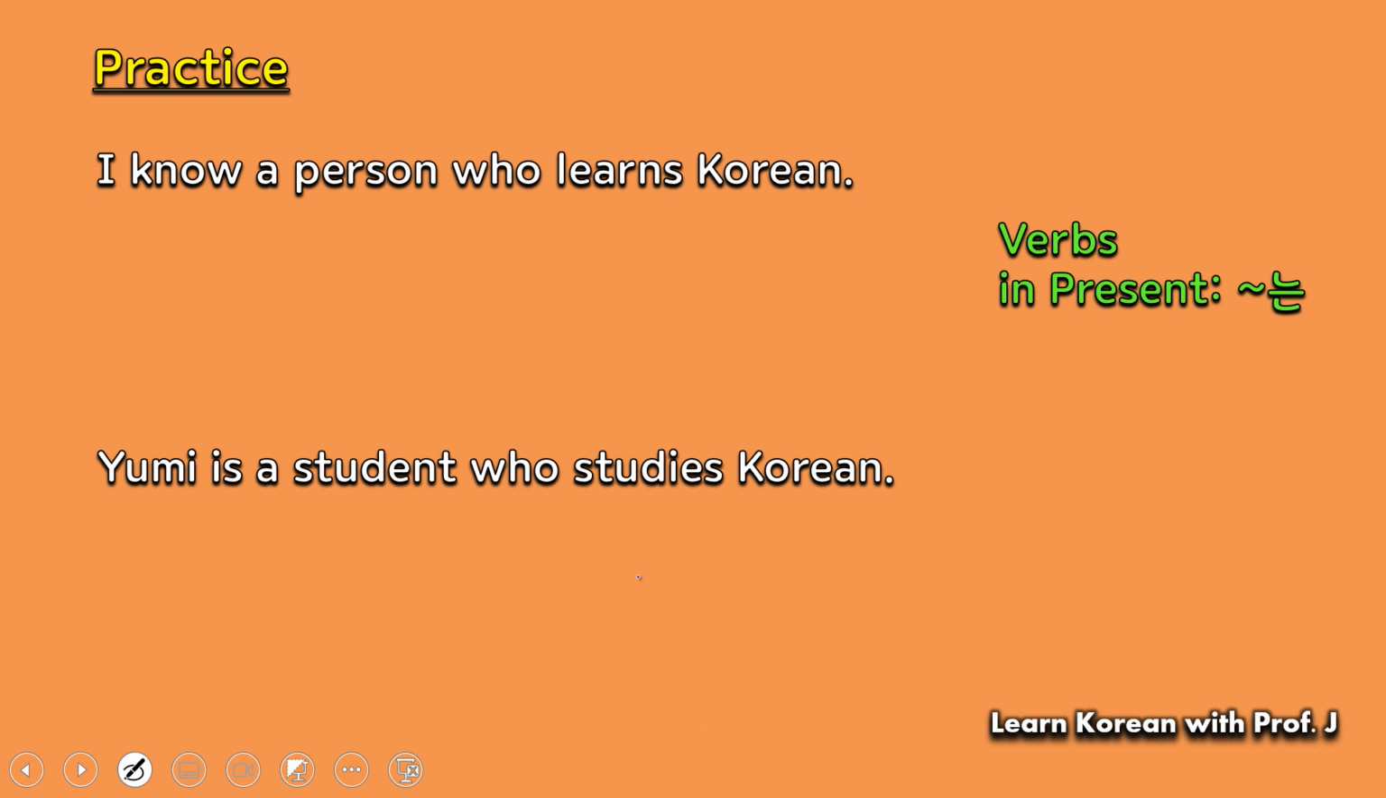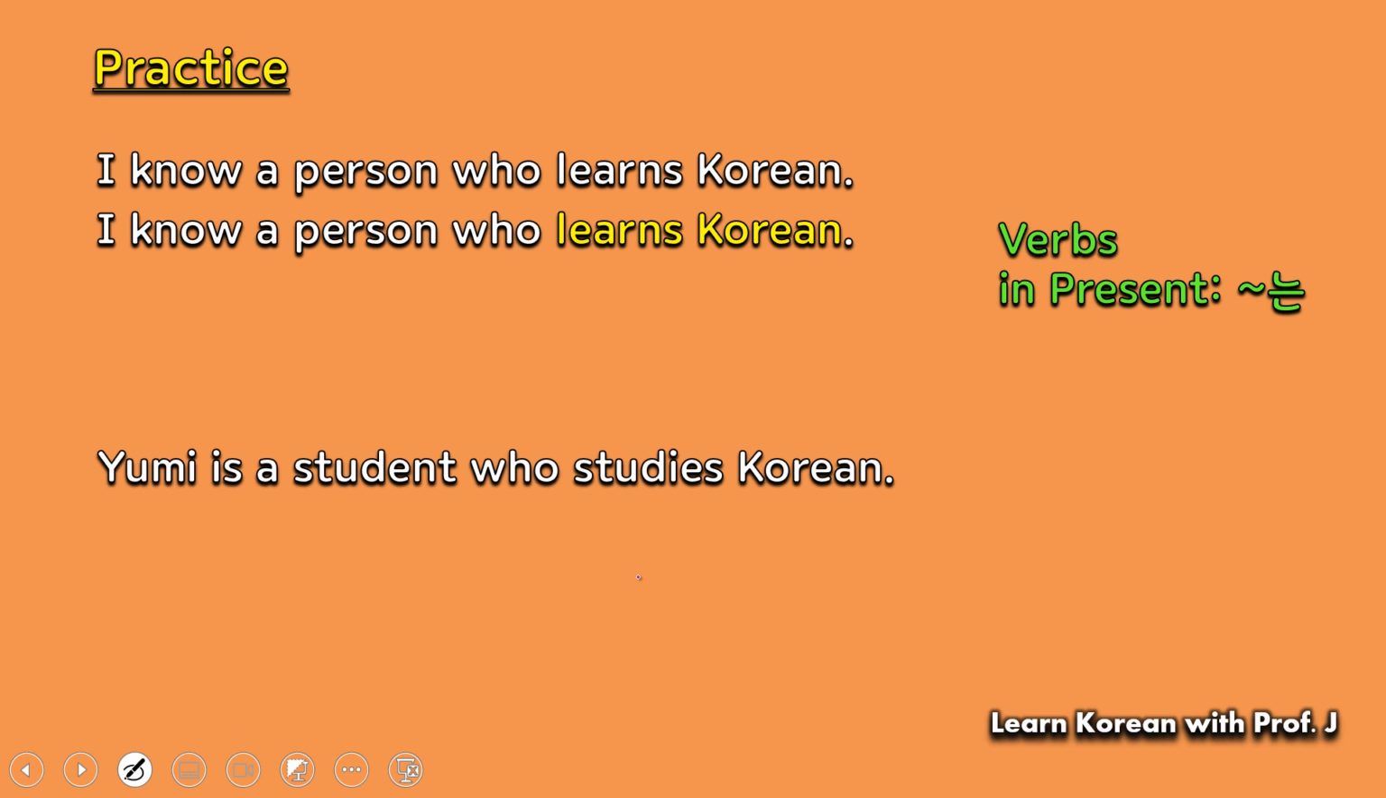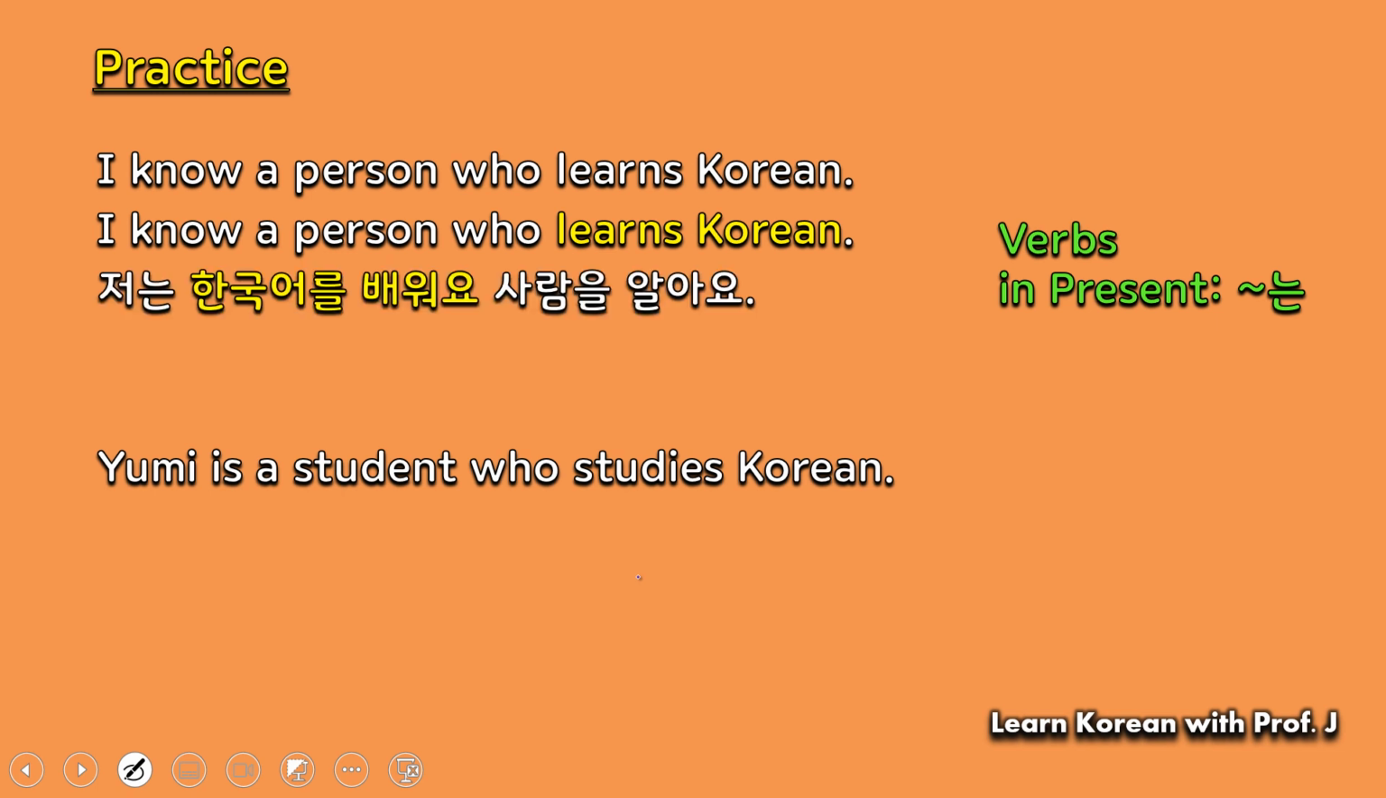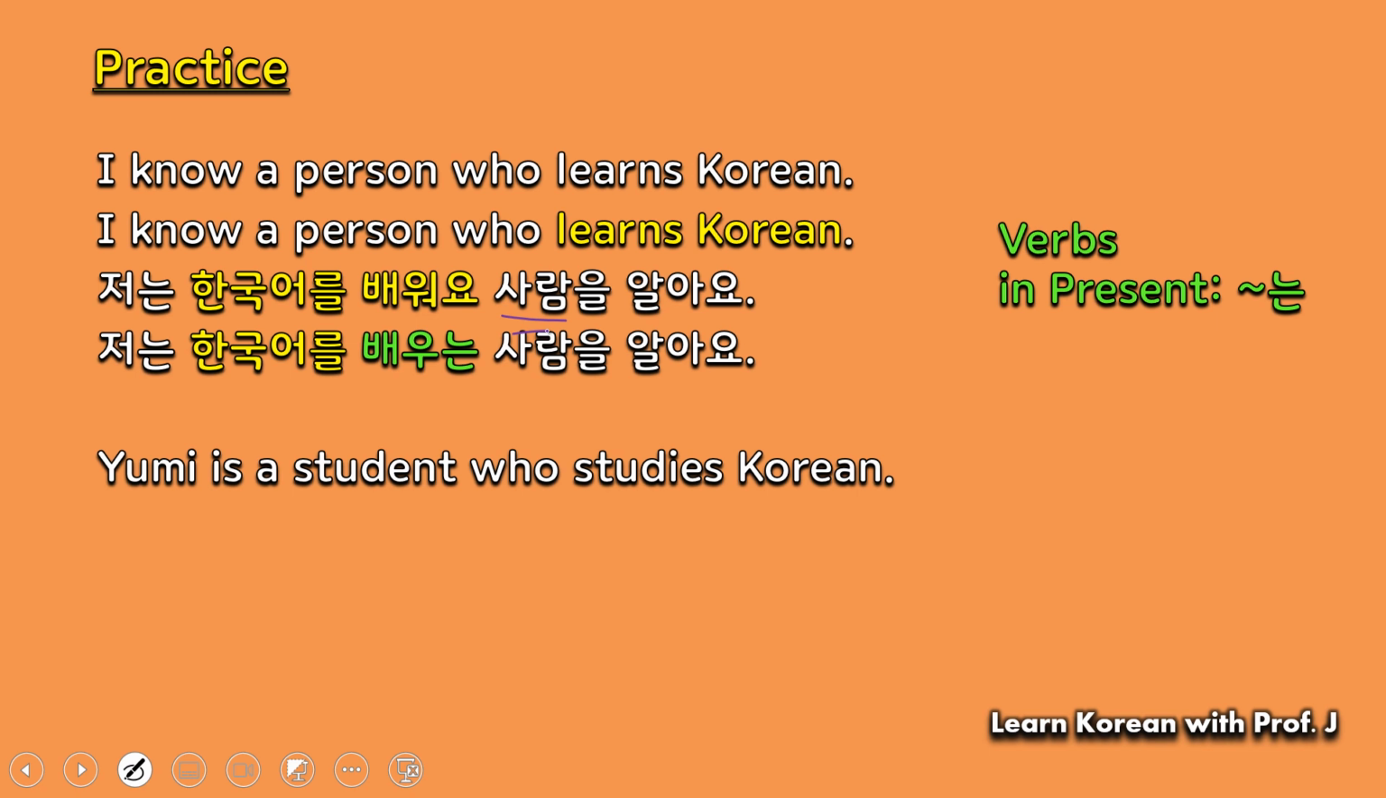Let's practice. I know a person who learns Korean. Learns Korean is the modifying part. So after I translate the sentence in Korean, I put learns Korean before the noun 사람, then conjugation. So it becomes 저는 한국어를 배우는 사람을 알아요.